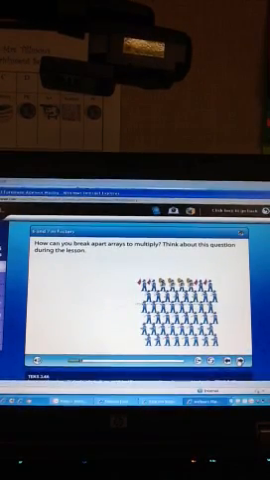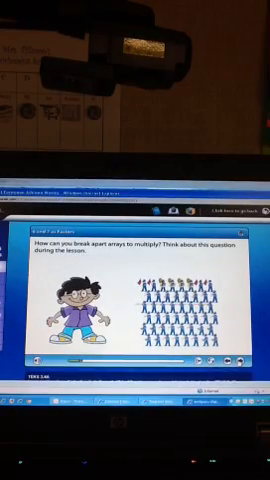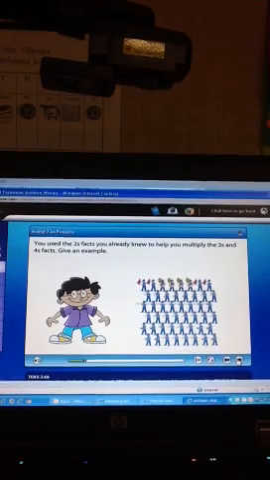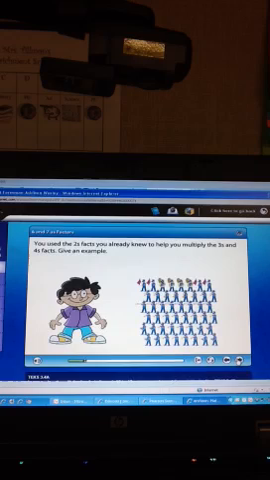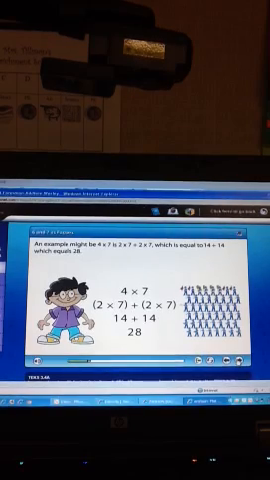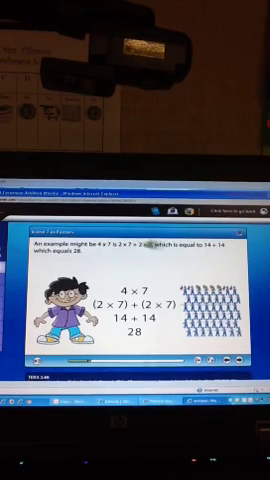How can you break apart arrays to multiply? Think about this question during the lesson. We've been talking about this all day when we broke up our 3s and our 4s. So we're going to be breaking apart 6s and 7s today. We use the 2's facts you already know to help us multiply the 3's and the 4's facts. So I want you to think about an example. An example might be 4 times 7 is actually 2 times 7 plus 2 times 7, which is equal to 14 plus 14, which equals 28.